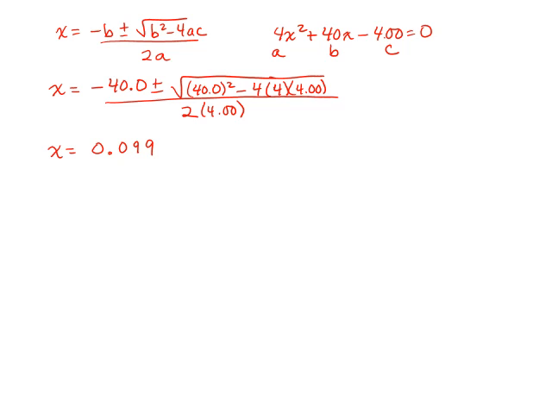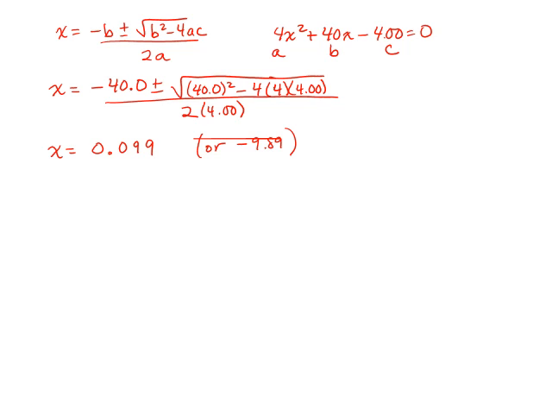So although it's a little bit ugly, we can plug this into our calculator, and we'll get values of x of 0.099 as our only positive root. We do get a negative root of negative 9.89, but that doesn't really make any sense in the problem. So that means our value for x is 0.099.